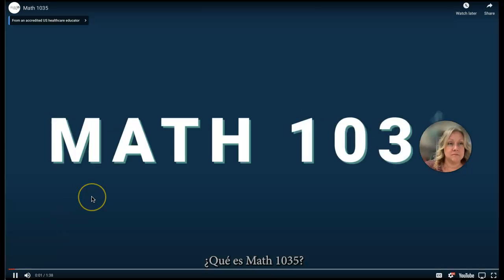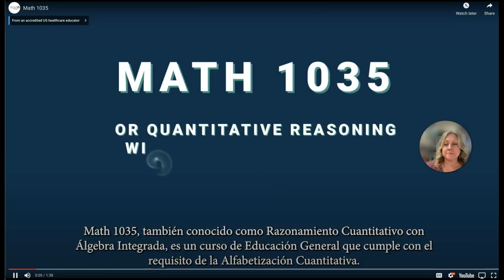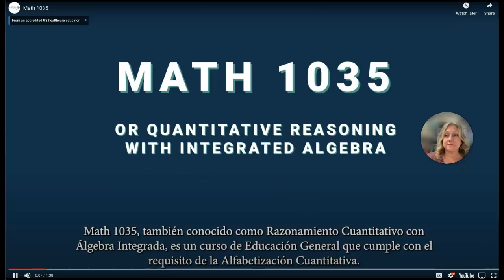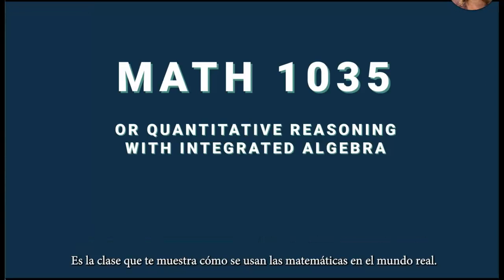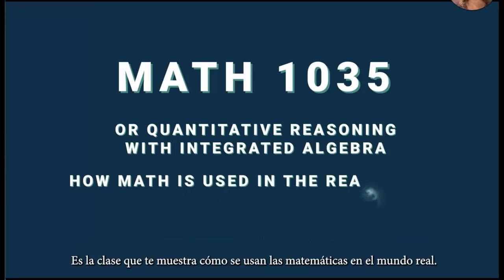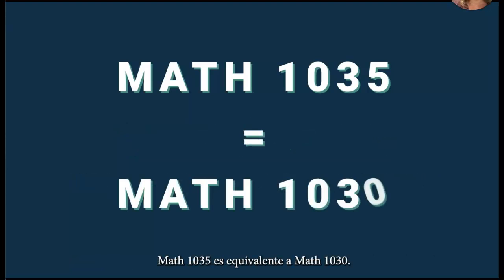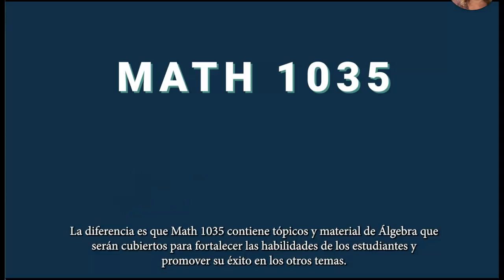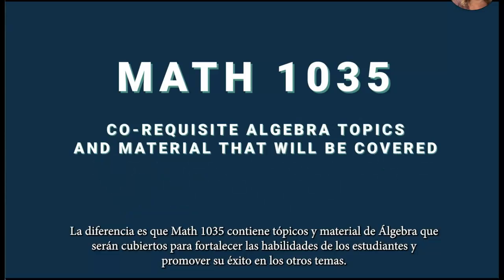What is Math 1035? Math 1035, also known as Quantitative Reasoning with Integrated Algebra, is a general education course that fulfills the quantitative literacy requirement. It is the class that shows you how math is used in the real world. Math 1035 is equivalent to Math 1030. The difference is that Math 1035 has co-requisite algebra topics and material that will be covered to strengthen students' abilities and promote their success in other topics.